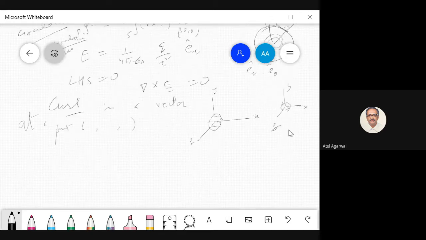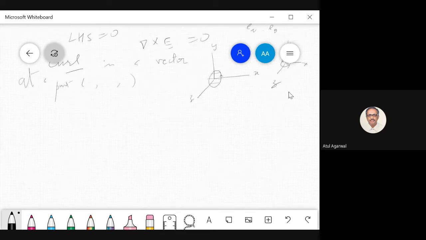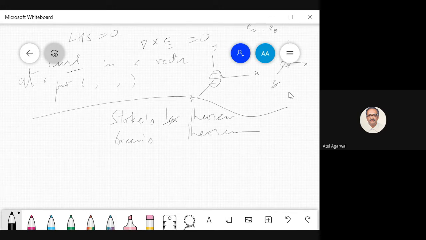So I just wanted to introduce you to these 2 theorems. So this is known as Stokes theorem. You go and revise Green's theorem and Stokes theorem. So this is known as divergence theorem. Okay.